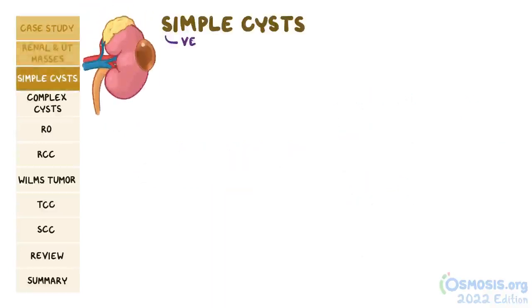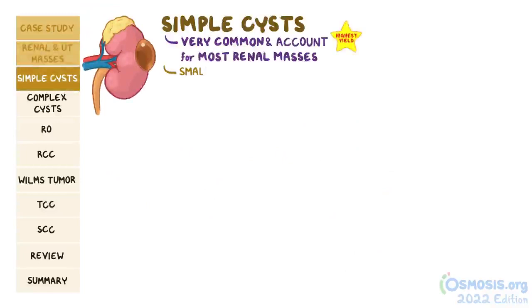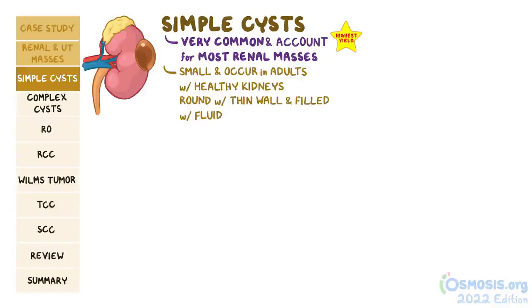Simple cysts are very common and account for most of renal masses. They are typically small and occur in adults with otherwise healthy kidneys. On an abdominal ultrasound, they are perfectly round and have a thin wall and are filled with fluid. This liquid is produced by the kidney.